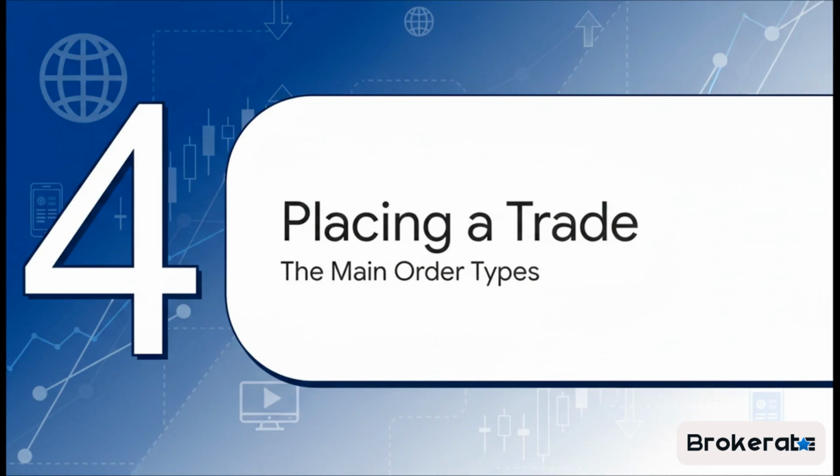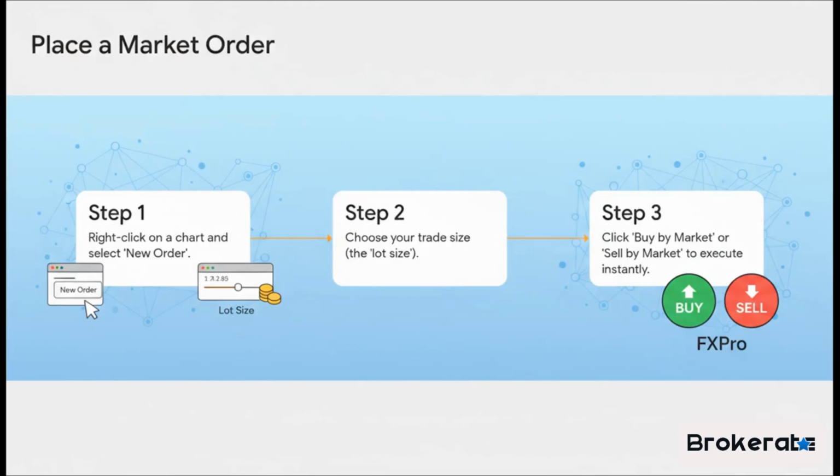Let's get to the whole reason we're here: actually placing a trade. We're going to focus on the most straightforward way to do it, which is called a market order. So, to jump into a trade right now at whatever the price is this very second, you just open the New Order window. Then you pick your trade size, they call this volume or lot size, and finally, you just make a decision. Do you think the price is going up? Click Buy. Do you think it's going down? Click Sell. As soon as you click, FXPro executes the trade for you.